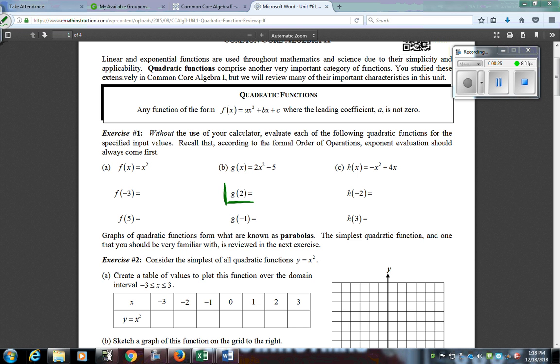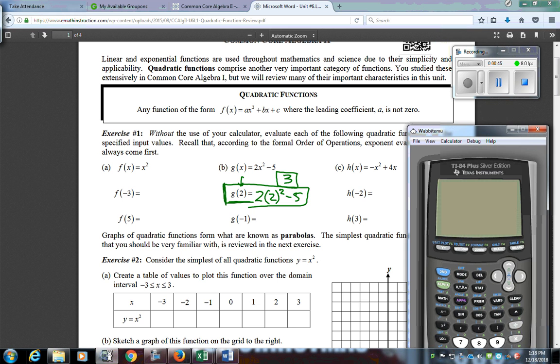I know we did function notation a lot. So again, remember, you're just taking the value that will represent x, in this case 2, and plugging it in for x. So it would be 2 parentheses 2 squared minus 5. And then you could type that in the calculator, and for this you'd get 3 out as an answer. Okay, so I'll show you how to type it in.